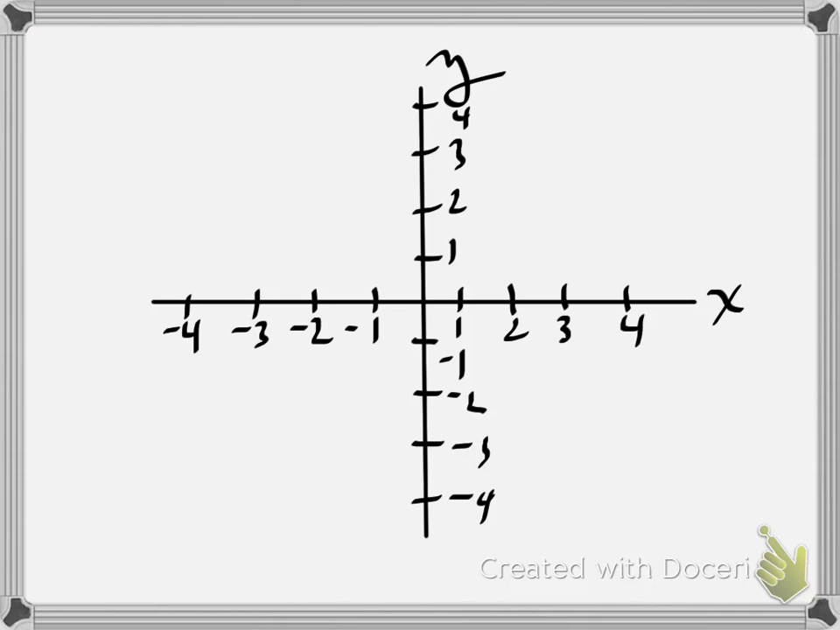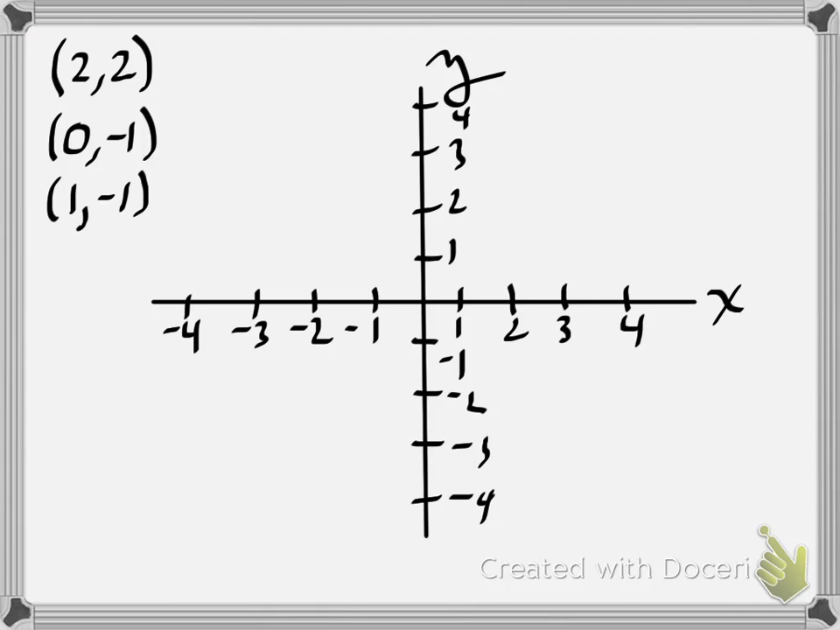Okay, so I want to put some points up here and I want you to graph them. Go ahead and graph 2, 2, 0, -1, 1, -1, and -0.5, 2. And let's put one more. Let's do -1, -1. As you graph those, go ahead and be sure you recognize which quadrant they're graphed in. I'll go ahead and give you about a minute to do that.